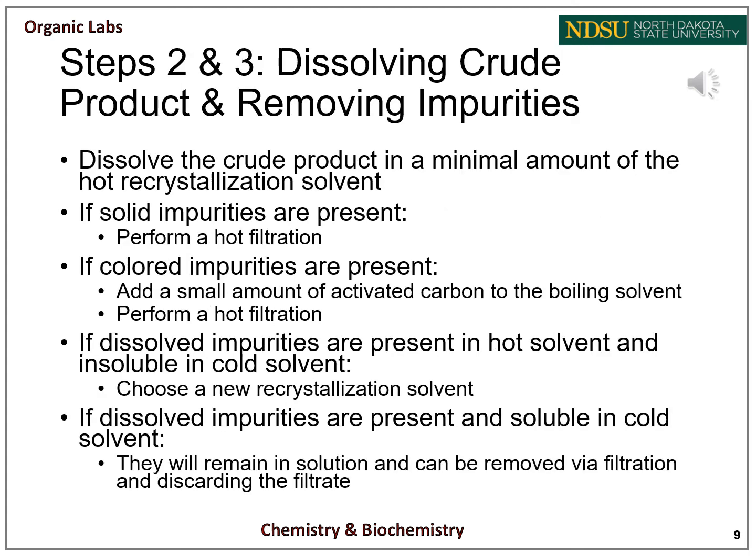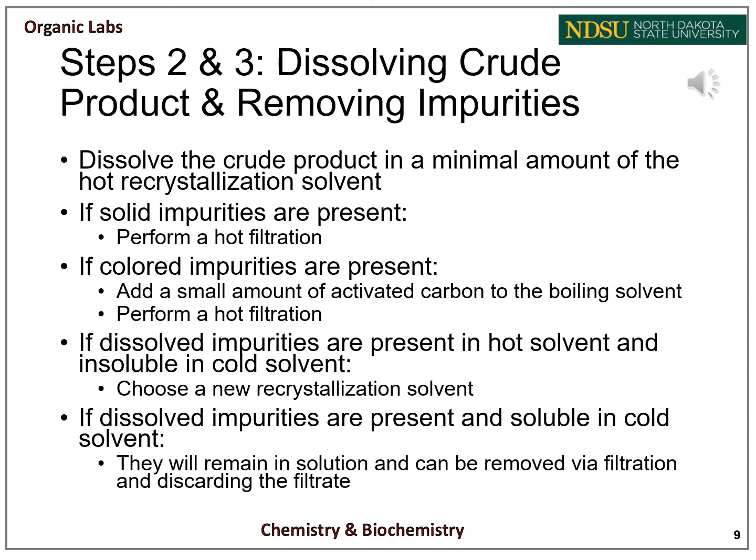Moving on to steps 2 and 3, dissolving the crude product and removing impurities. To dissolve the crude product, you want to add minimal amounts of the hot solvent in portions. If you add too much solvent, the compound may remain in solution even while cold, and you'll have to start the process over after removing the solvent. If not enough is added, the compound won't fully go into solution. We're trying to balance the saturation of the compound in the solvent.